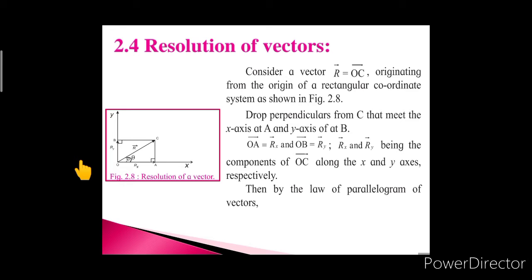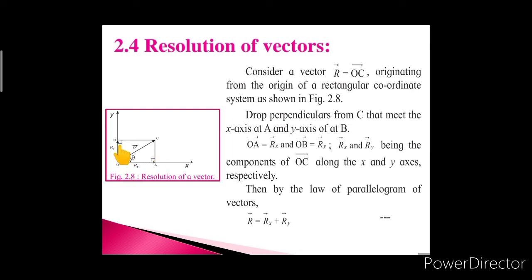We can say that the vector R is equal to vector Rx plus vector Ry. We apply the triangle law of vector addition. As per the triangle law of vector addition, vector AC is parallel to vector OB, as these are the opposite sides of the parallelogram. So the value of vector AC is equal to vector Ry.